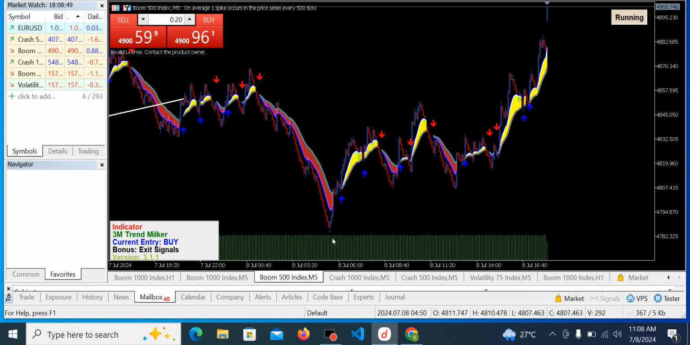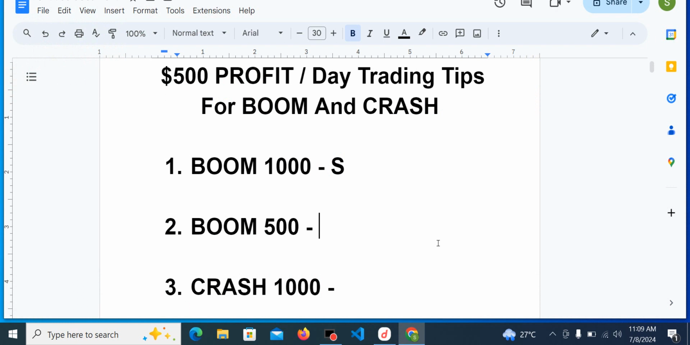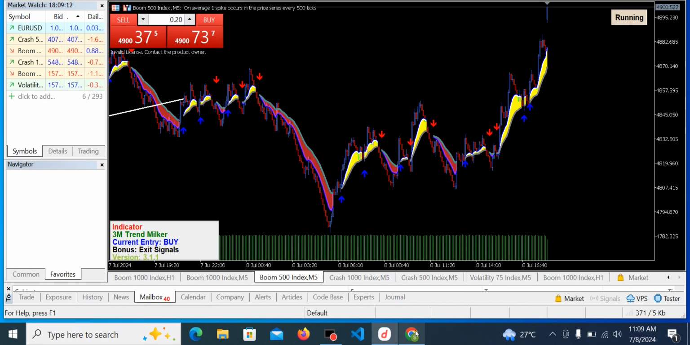Okay guys, this is boom 500. Right from this support zone it started an uptrend. You can see the yellow flag going up and up, and it has gotten to this region. If it's unable to break out above the resistance zone, then definitely it should go back on downtrend, but for now it is still more of a buying opportunity than a selling opportunity. Next asset is going to be crash 1000.